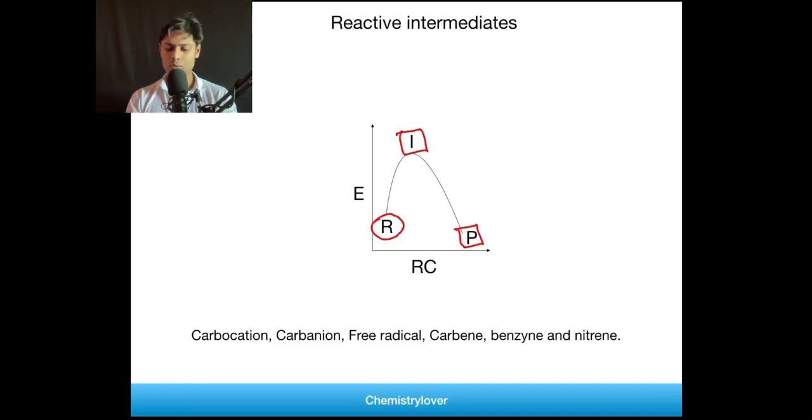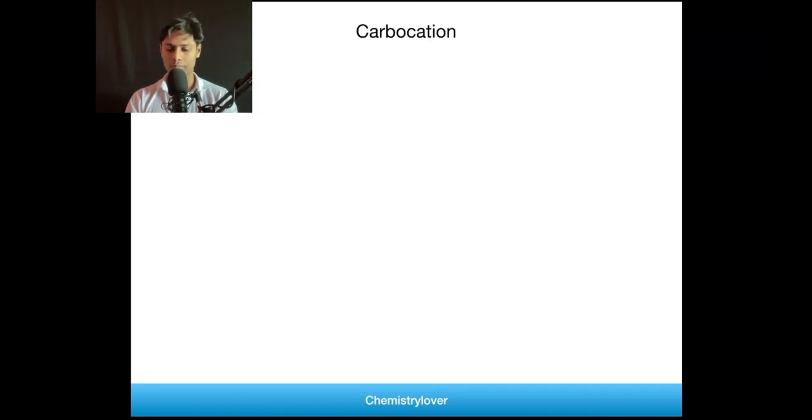In some cases you can separate the intermediate from the reaction mixture, but mostly they cannot be separated because they are highly unstable species, they are high in energy. So what are the most common intermediates? They are carbocation, carbanion, free radical, carbene, benzyne and nitrene. These are the common intermediates. Now in this lecture we will discuss carbocation.